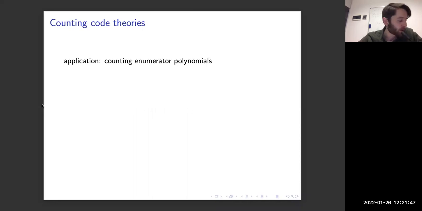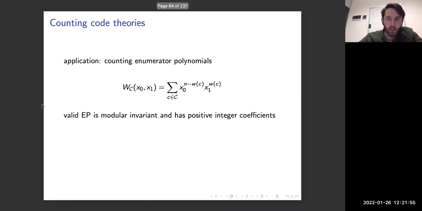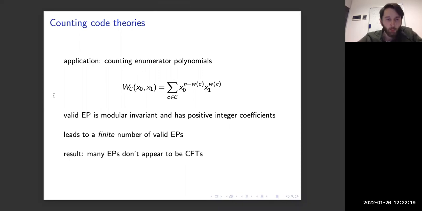So now let's talk about an application of this idea. It's possible to count enumerator polynomials that have positive integer coefficients and satisfy the symmetries. If you look at the definition, because each term in the enumerator polynomial comes from a specific code word, it's clear that the degeneracy should be a positive integer if this is really going to come from a code. So this leads to a finite number of valid enumerator polynomials. And if we do this, we'll find a number of enumerator polynomials that don't appear to correspond to CFTs.